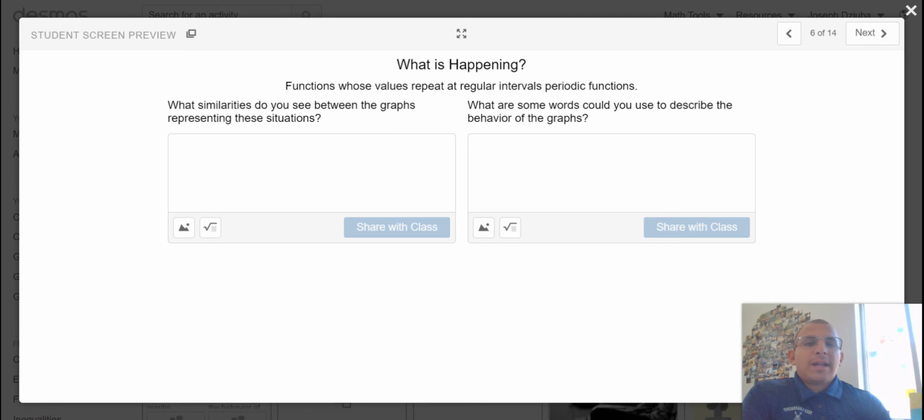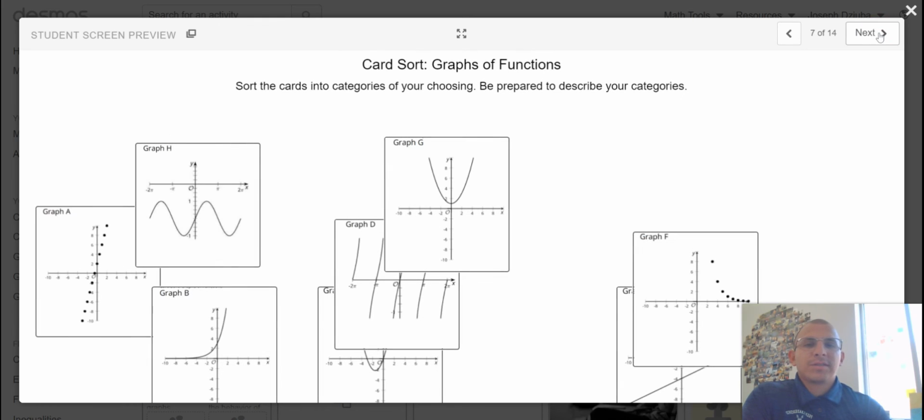Functions whose values repeat at regular intervals are periodic functions. That's awkward. There should be an R there. What similarities did you see between the graphs representing these situations, and what are some words you could use to describe the behavior of those graphs?